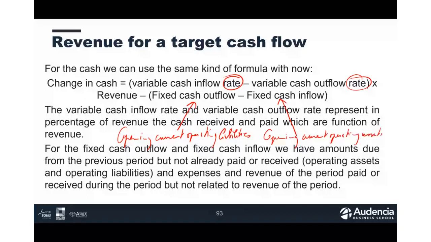Because of the accounts receivable, you expect to collect this cash in the future. We have also here what we spend, but is not related to the level of the revenue. We have some cash fixed costs. And for the inflows, we can have other kinds of revenues than the sales revenue. So here we can consider other kinds of revenues. And we want the cash impact.